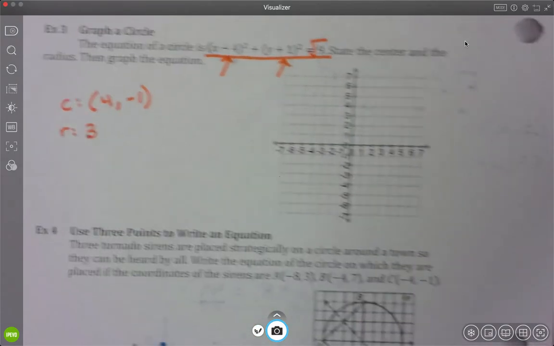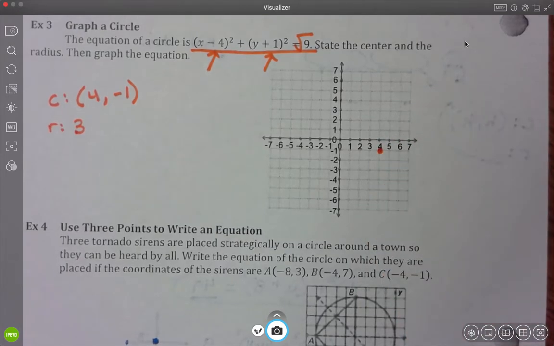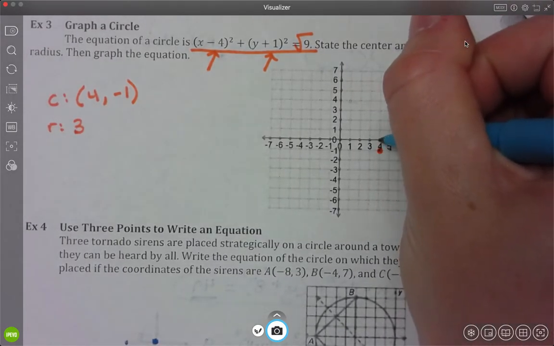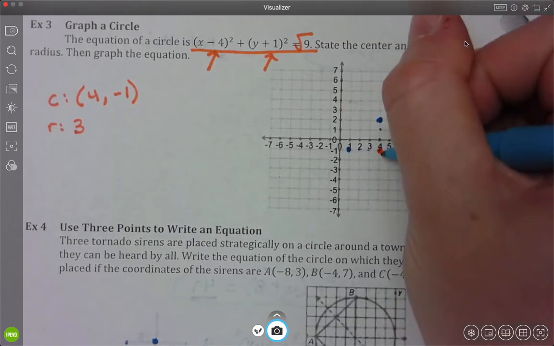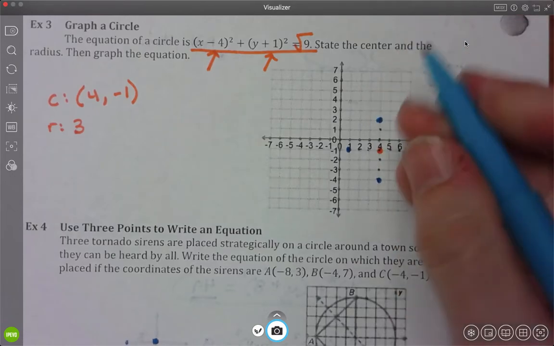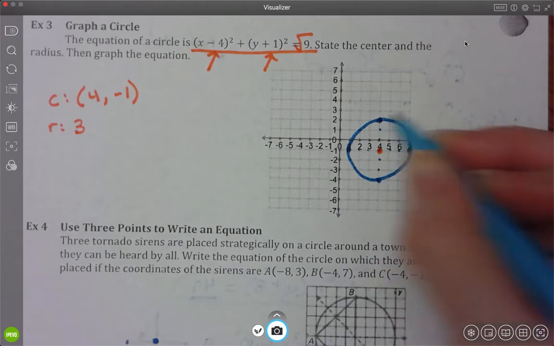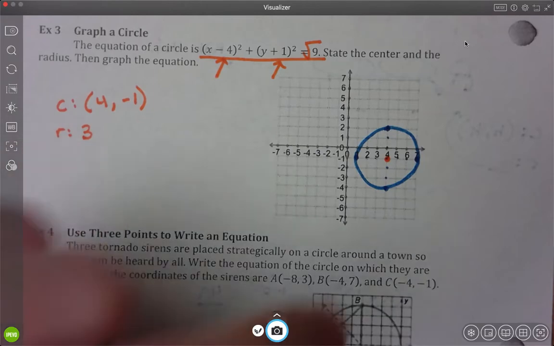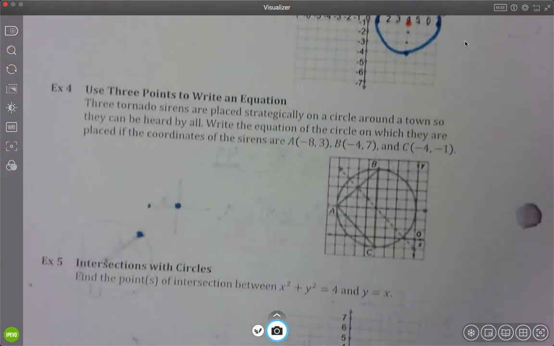So to graph him, I'm going to start at 4, -1, dot right there. And then from this point, I'm going to go over to the right 3, 1, 2, 3, put a dot. I'm going to go from that point up 3, put a dot. I'm going to go to the left 3, put a dot, and I'm going to go down 3, put a dot. And then my blue dots, I'm just going to connect all those, and it kind of looks like a circle. There we go, not too bad. So that's what my circle's going to look like. Center, radius, circle drawn, done. Okay, all right. 2 more.